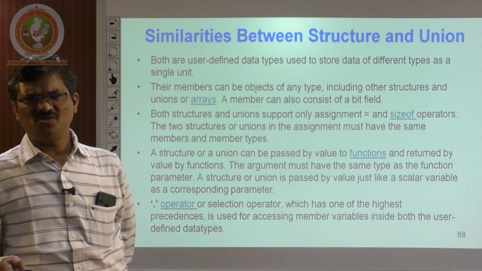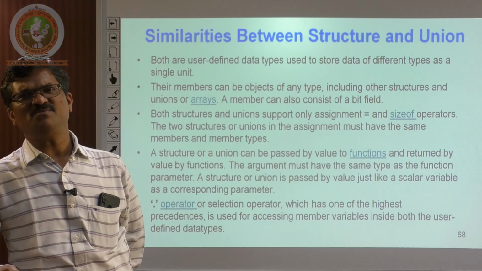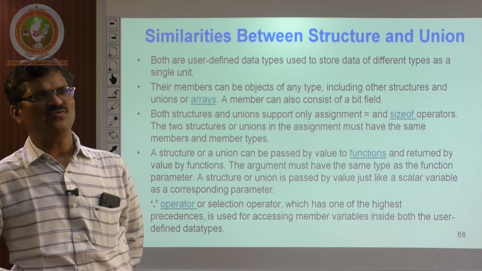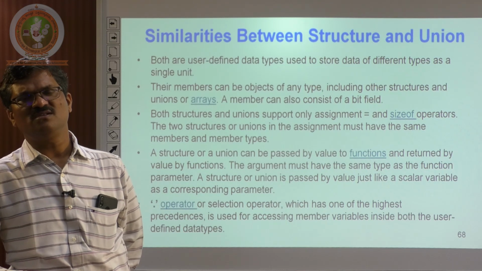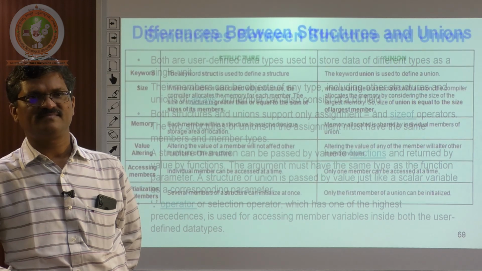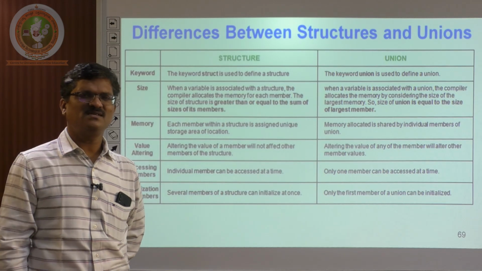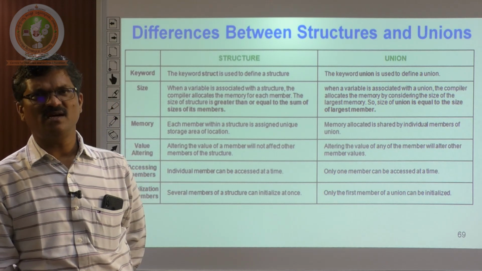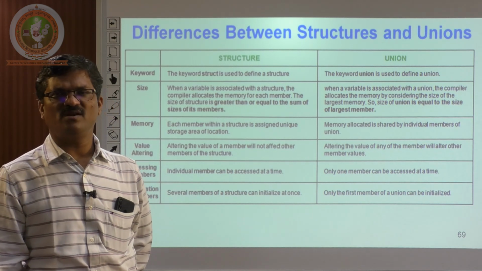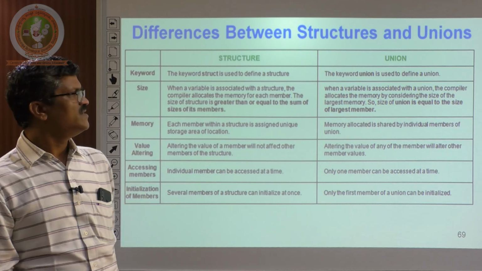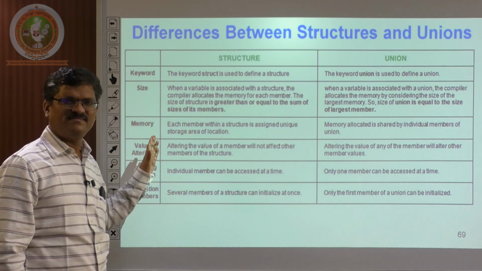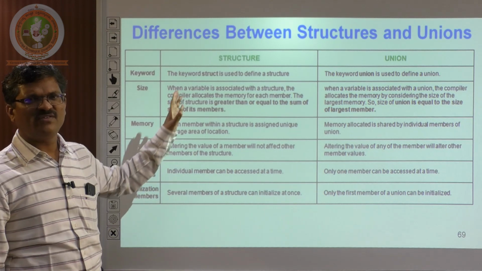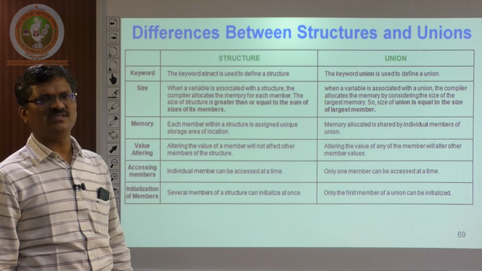So, mostly they are similar in many aspects in accessing and all, but there are differences also when it comes to the memory allocation for the structure as well as the union. So, some of the differences that we can now see are how the structure and union differ in particular aspects. These are some of the aspects through which we try to differentiate the structure and union.